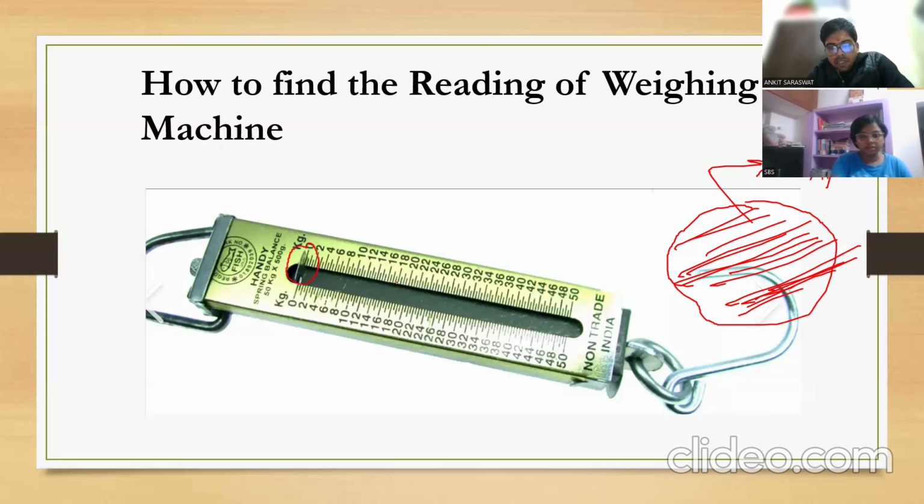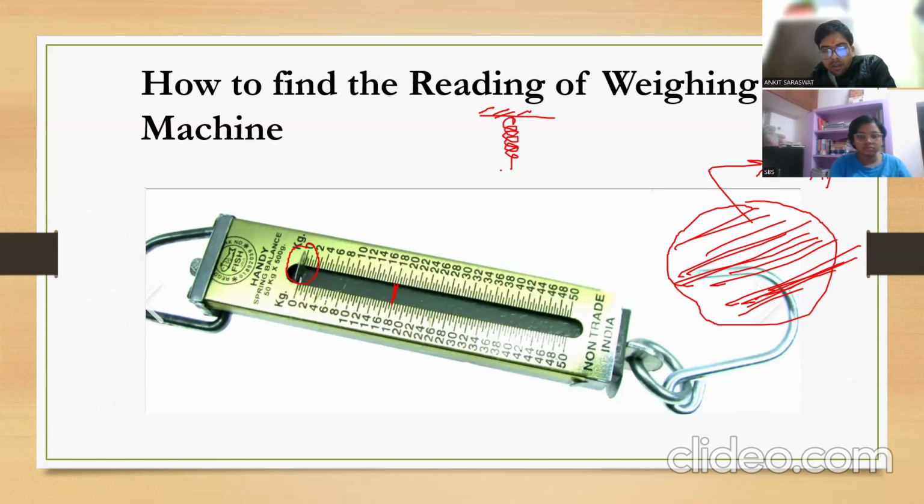The pointer is displaced a little bit, for example, here. If you increase the weight, this pointer is going to displace. Clear? If you take a spring balance, the spring is going to extend like this. Inside this weighing machine, there is one spring like this. Inside this instrument, what is there? There is a spring like this.